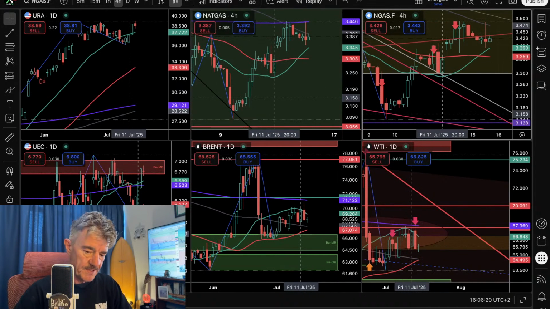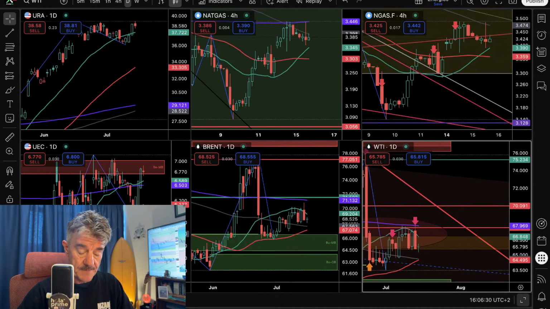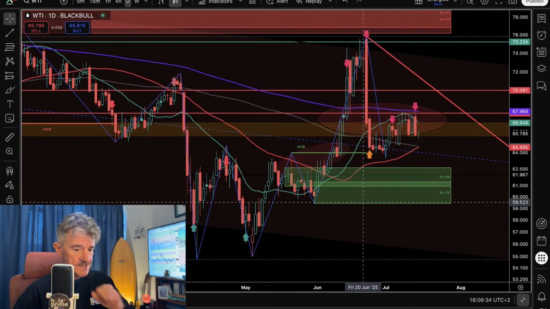And I'll probably take some size off, maybe even now, actually, when we finish the stream. I'm at quite a large position, only about 70%, but for me that's fairly large. And I'll probably want to drop that back down to 50% in alignment with where we are on the chart. Now, this is WTI, and I pointed this out earlier.